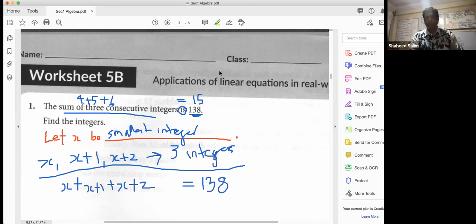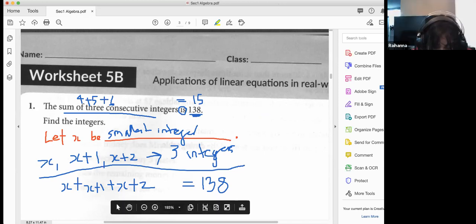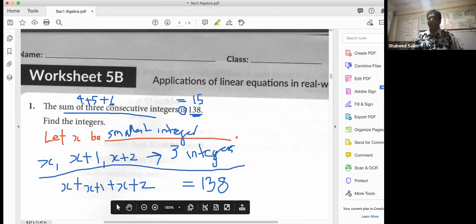Okay, anyone got the answer? Let us see. Someone have the answer? No one has the answer. 47. Rahana, you got the answer? 47. For 47, is it?